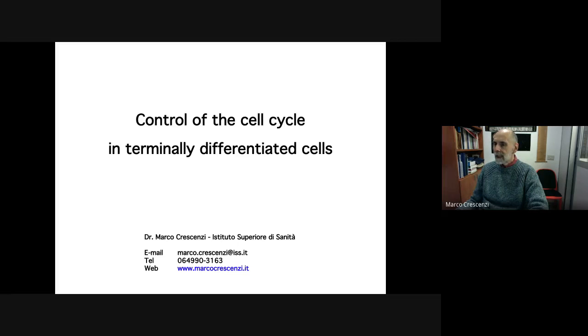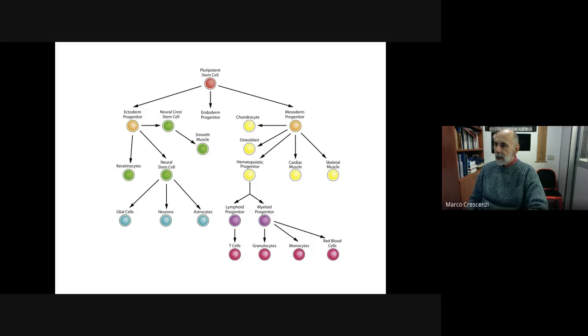So our theme today is the control of the cell cycle in terminally differentiated cells. What you see here is a schematic that in its infinite variations must be, I'm sure, familiar to you. And that's the classic view of differentiation, which entails a cascade of successive states.